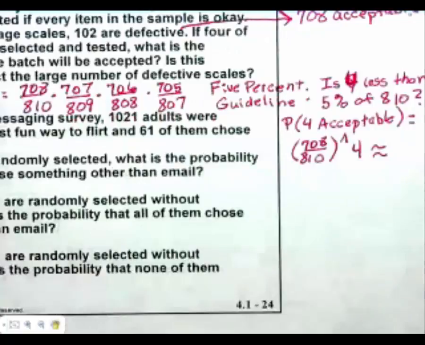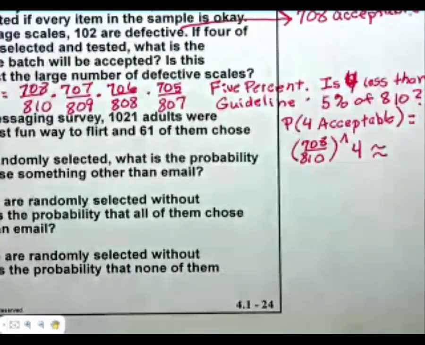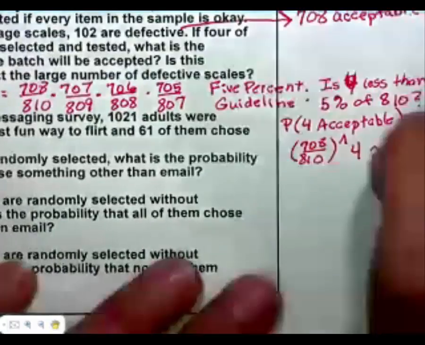But you do have to have this fraction in parentheses before you raise it to the 4th power. Somebody have that for me? 0.584? Anybody second that? A third? Okay, I got several nods. 0.584.